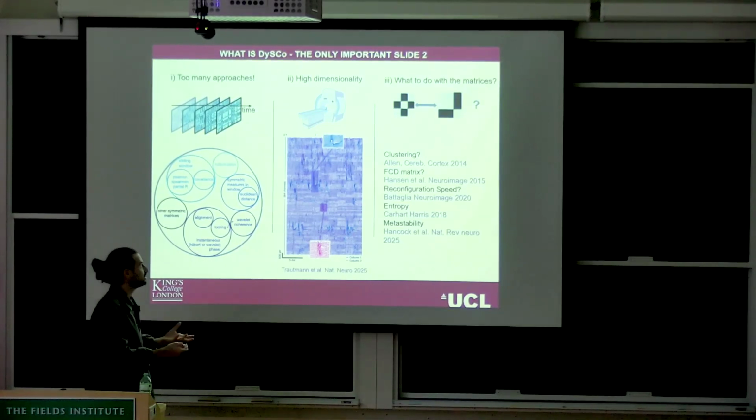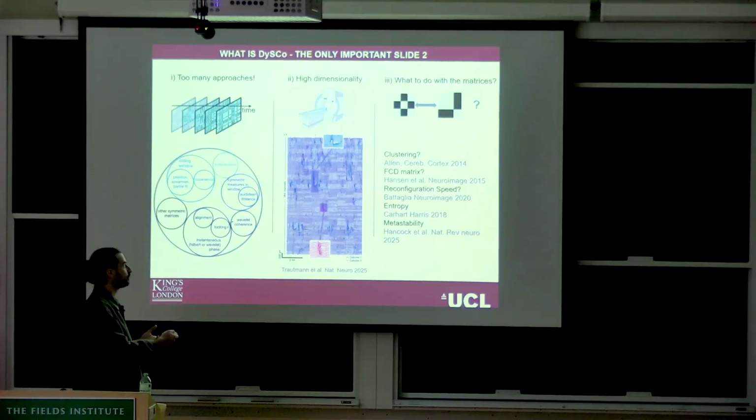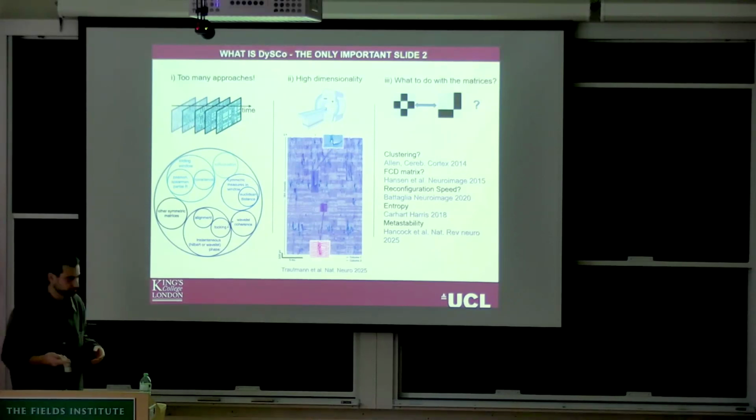Third limitation: once you have these matrices, what do you do with them? Over the years, a lot of different approaches have been proposed. For example, clustering, the FCD matrix, which is a distance matrix, and I'm going to explain this in the application part. The reconfiguration speed, which is the speed of the evolution of this matrix in time, the entropy, metastability, and so on.